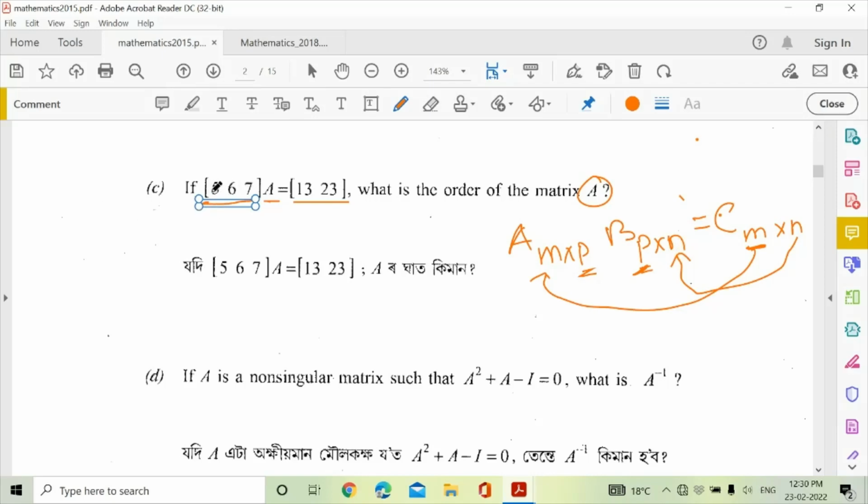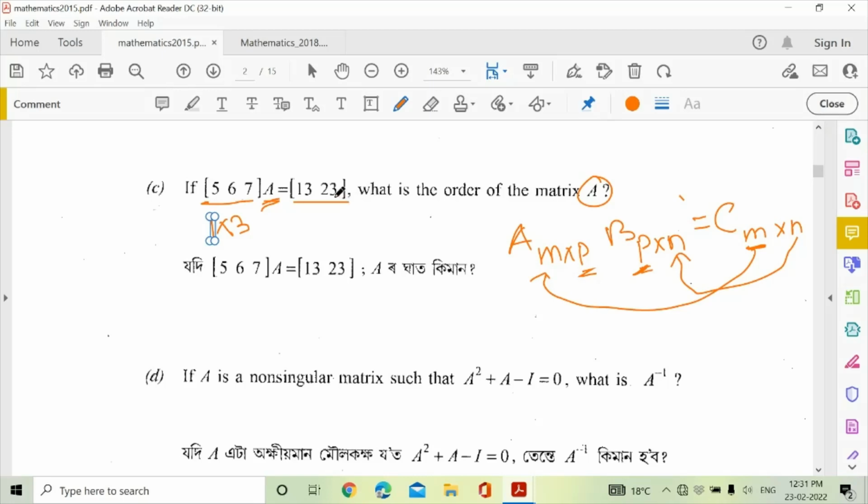What is the order of the first matrix? How many rows are there? Row is 3. How many columns? Oh, sorry. Row is 1. How many rows are there? Row is 1. How many columns are there? So 3 columns are there. 1 by 3 matrix. Okay, leave it aside.